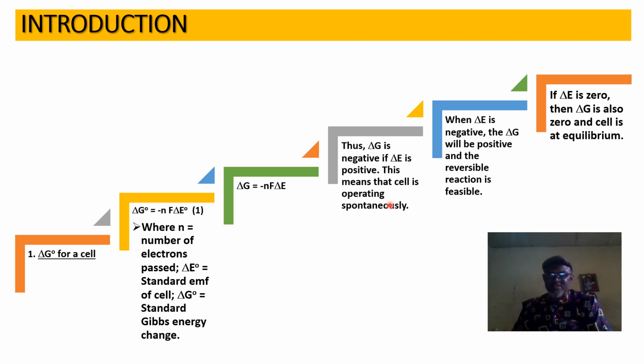This means that the cell is operating spontaneously, that is, feasible and spontaneous. When delta E is negative, the negative here cancels the negative here and makes delta G positive. The delta G will be positive, and the reverse reaction is feasible. Now, if delta E is 0, then automatically everything on the right hand side becomes 0. That is, delta G will be 0 and the cell is said to be at equilibrium.